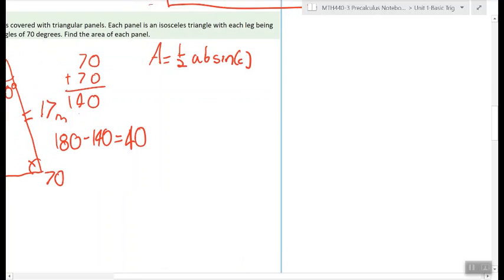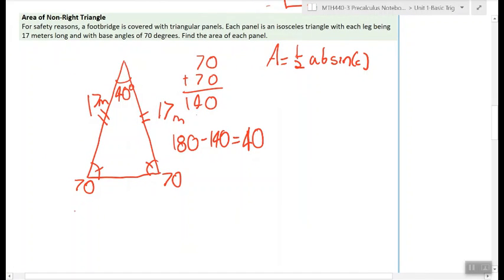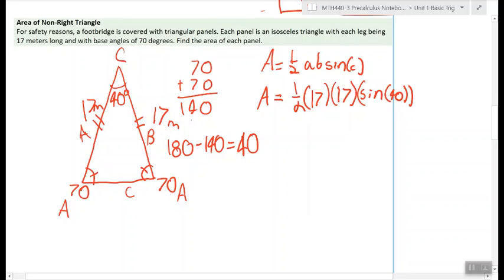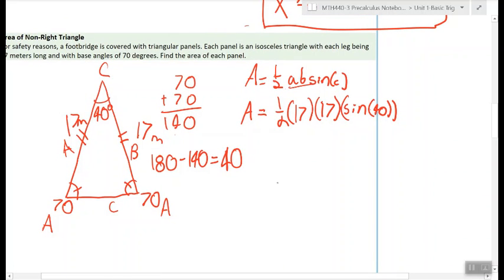Alright, so let's label our guys here. This is line A, line B, line C, angle A, angle B, angle C. Alright, so A equals 1/2 times 17, 17, and sine of 40. The reason this formula works is essentially like finding the area of a triangle, which is 1/2 base times height.